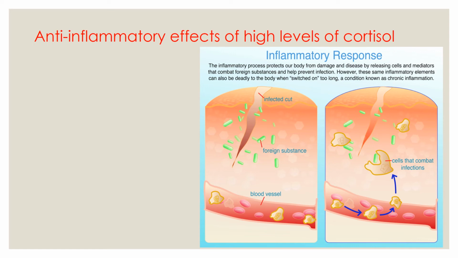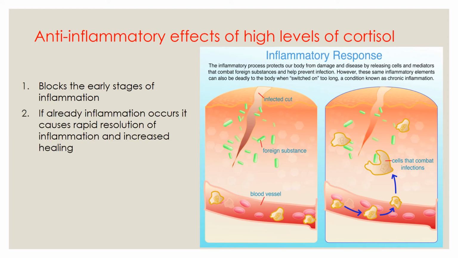And that's why glucocorticoids or cortisol can be used as an anti-inflammatory therapy, because of its characteristic of reducing such unwanted inflammatory responses. The glucocorticoid does this by blocking the early stages of inflammation, and if the inflammation has already happened, it will cause a rapid resolution of inflammation and also increase healing. This is the rationale why they use it in some inflammatory diseases like rheumatoid arthritis. It is the same reason why they give it in some allergic conditions like asthma and some sorts of eczema, because it reduces the inflammatory responses.